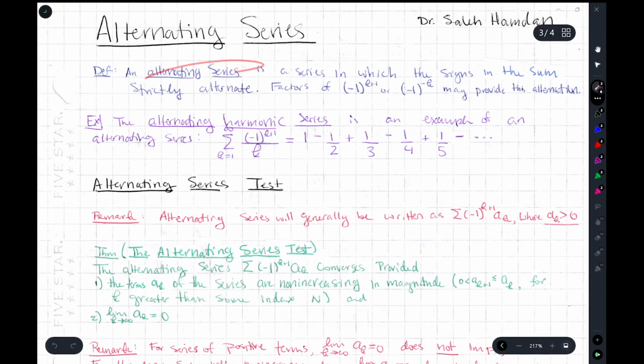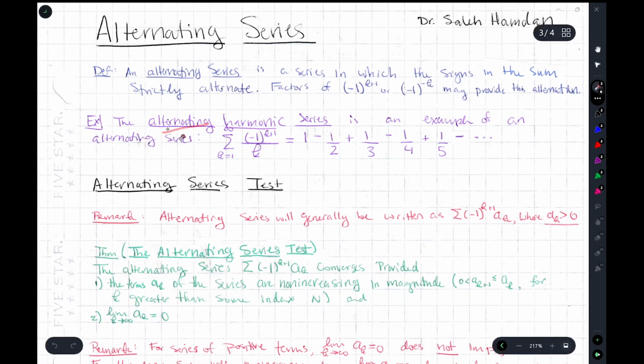What is an alternating series? It's a series in which the signs of the sum strictly alternate. Okay, so you get factors that look like this. And what happens as k increases with these? You get minus 1, 1, minus 1, 1, minus 1, 1. Okay, so you get that strict alternation. Each term is the opposite sign of the previous term. Okay.